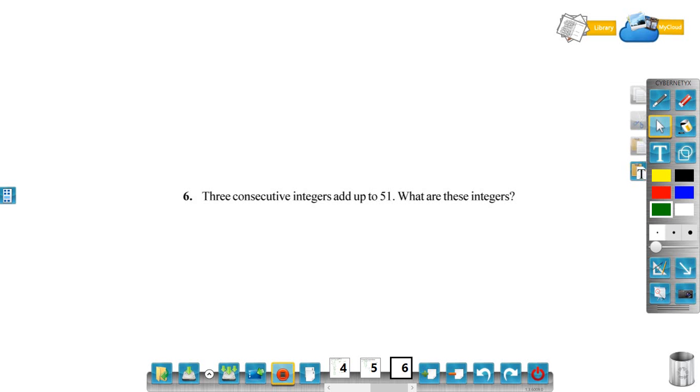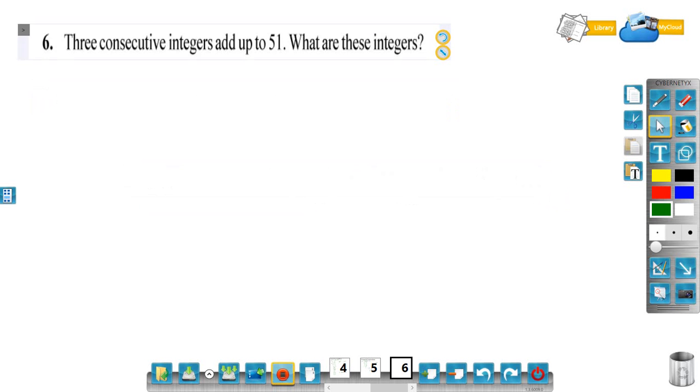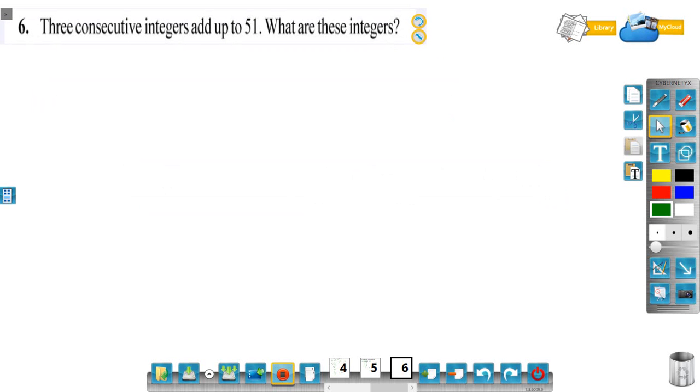What are the integers? Three consecutive integers add up to 51. What are the integers? The sum of three consecutive integers is 51. What do you mean by consecutive integers?